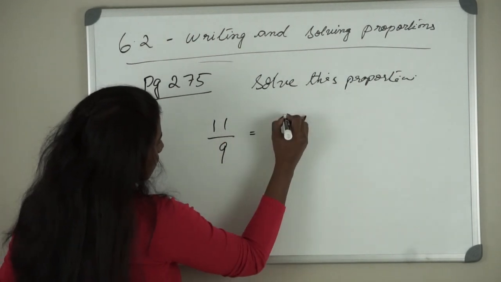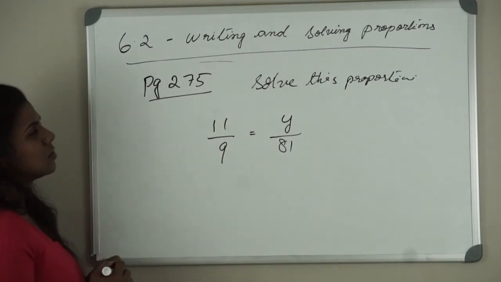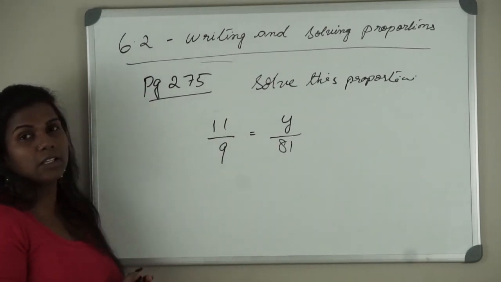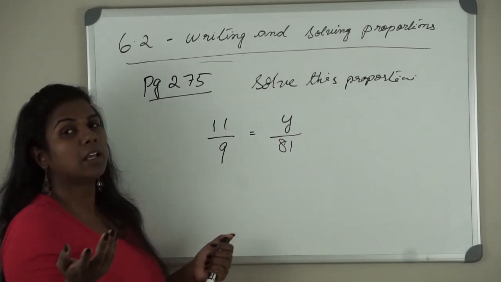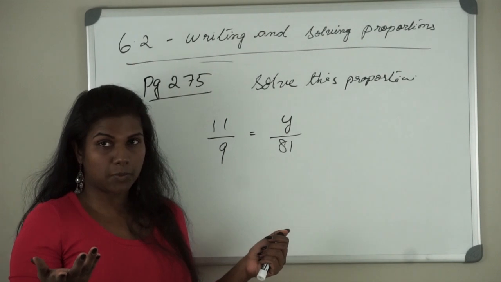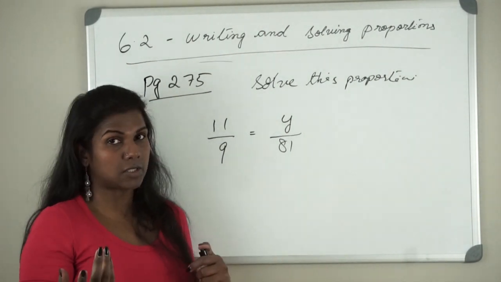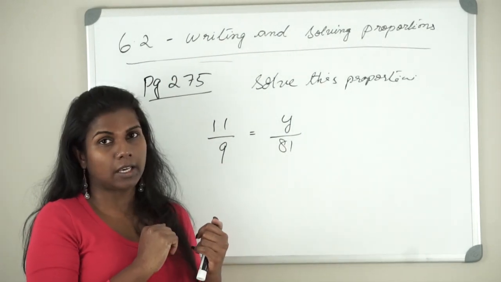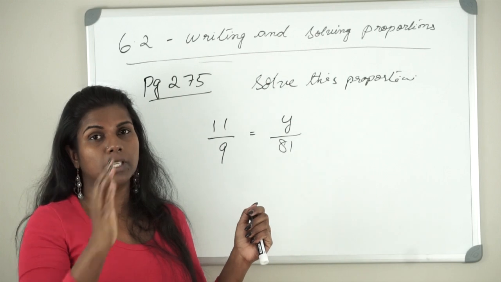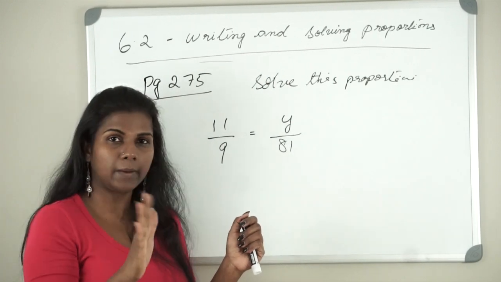11/9 is equal to y over 81. So they say solve this proportion using equivalent ratios or solve using equivalent ratios. Both are the same. If they say solve using proportion, that is the same as solve using equivalent ratios, because proportion is nothing but equivalent ratios, okay? That has to be in your mind all the time. Equivalent ratios is equal to proportion. Proportion is equivalent ratios, okay?